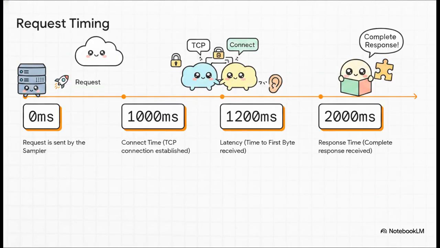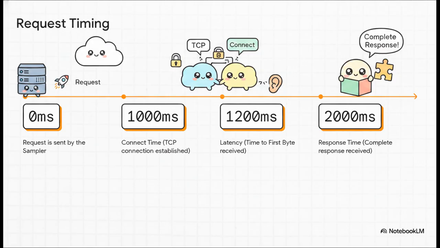Now, when your samplers actually start sending out those requests, the listeners are busy recording all the timing. Let's trace a single request so we can understand these really crucial metrics. Okay, at 0 milliseconds, the request is sent. At maybe 1,000 milliseconds, we might get our connect time. This is when that initial TCP connection with the server is established. Then, at 1,200 milliseconds, we hit our latency. Now, listen closely here because this is important. Latency is not when the response is finished. It's the time to first byte. It's the exact moment we start getting the response back.